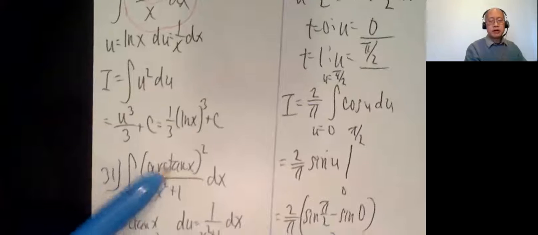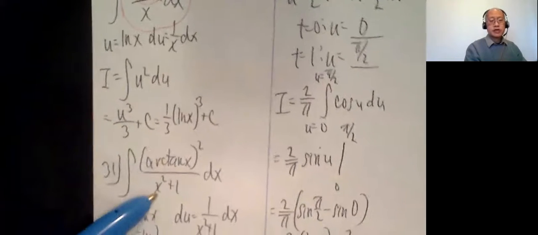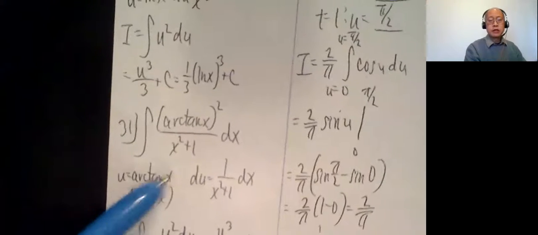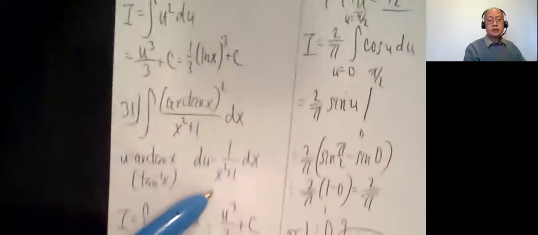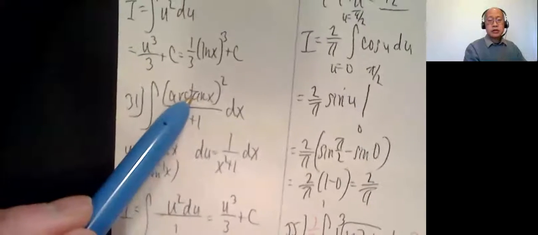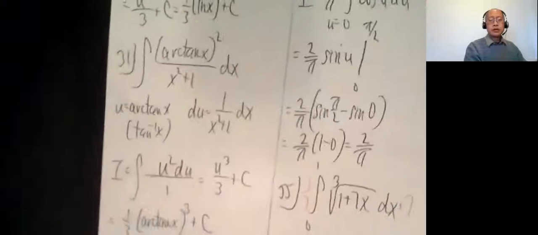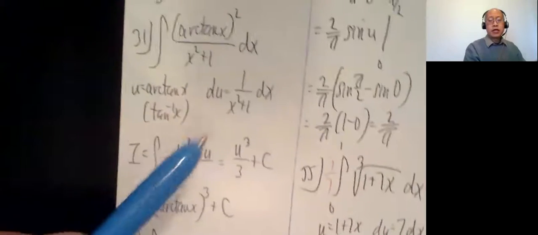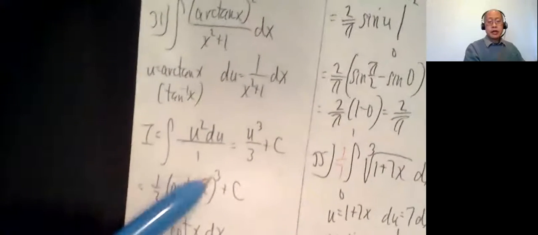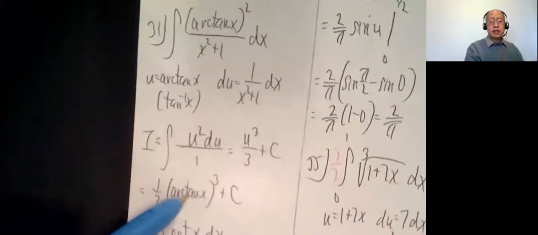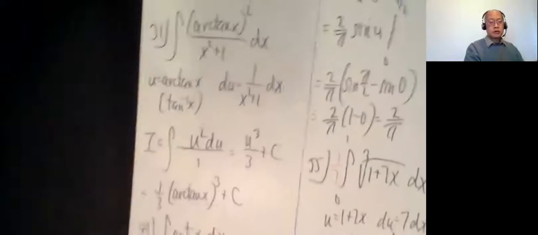Problem 31 is pretty much tailor-made. The derivative of arctangent is 1 over x squared plus 1. So u equals arctan x. Arctan, by the way, means the same as inverse tangent. du is 1 over x squared plus 1 dx. So I change that to u. 1 over x squared plus 1 dx is du. So I have the integral of u squared du, u cubed over 3 plus c, and then change u back. So 1/3 arctangent of x cubed plus c. Double check by differentiation. The derivative of this guy is 3 times 1/3 is 1, arctangent x squared, then by the chain rule times the derivative of the inside, which is 1 over x squared plus 1. So it works.